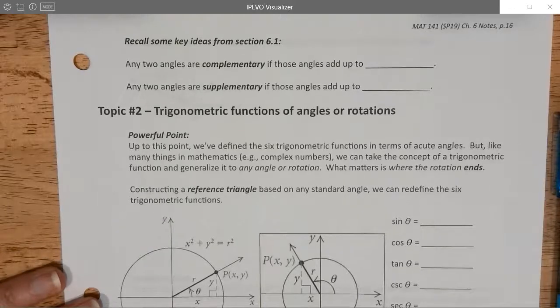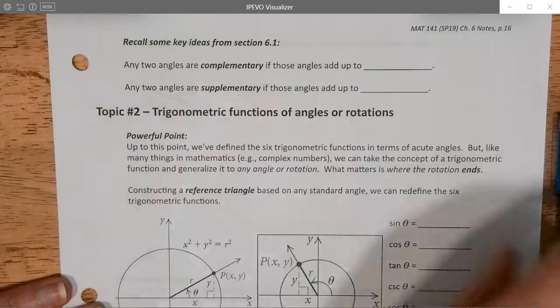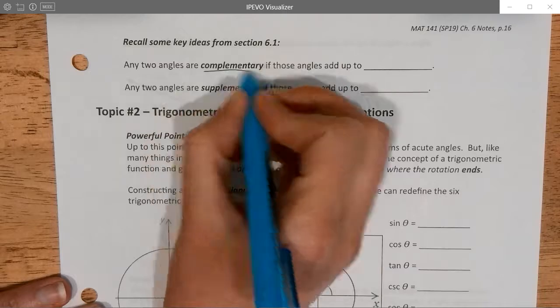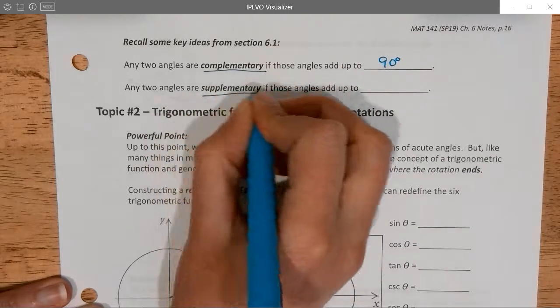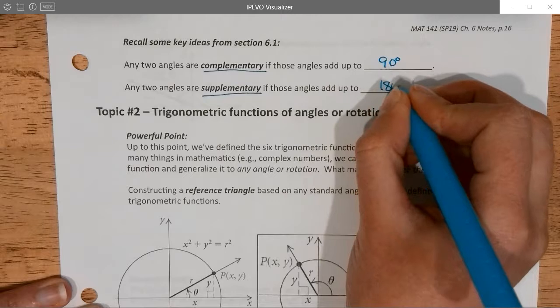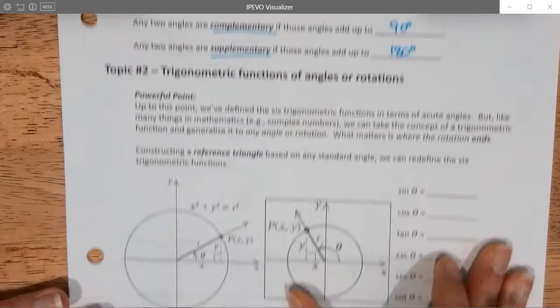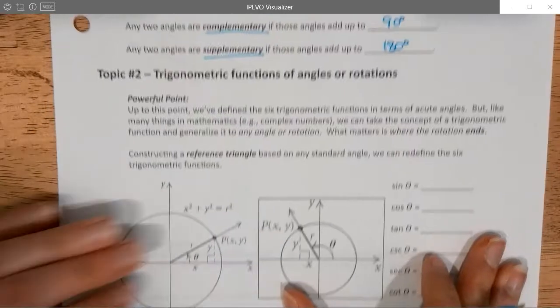Recalling some ideas from section 6.1, two angles are complementary if those angles add up to 90 degrees, and supplementary if their angles add up to 180 degrees. So we might see those terms again in this section, complementary and supplementary.